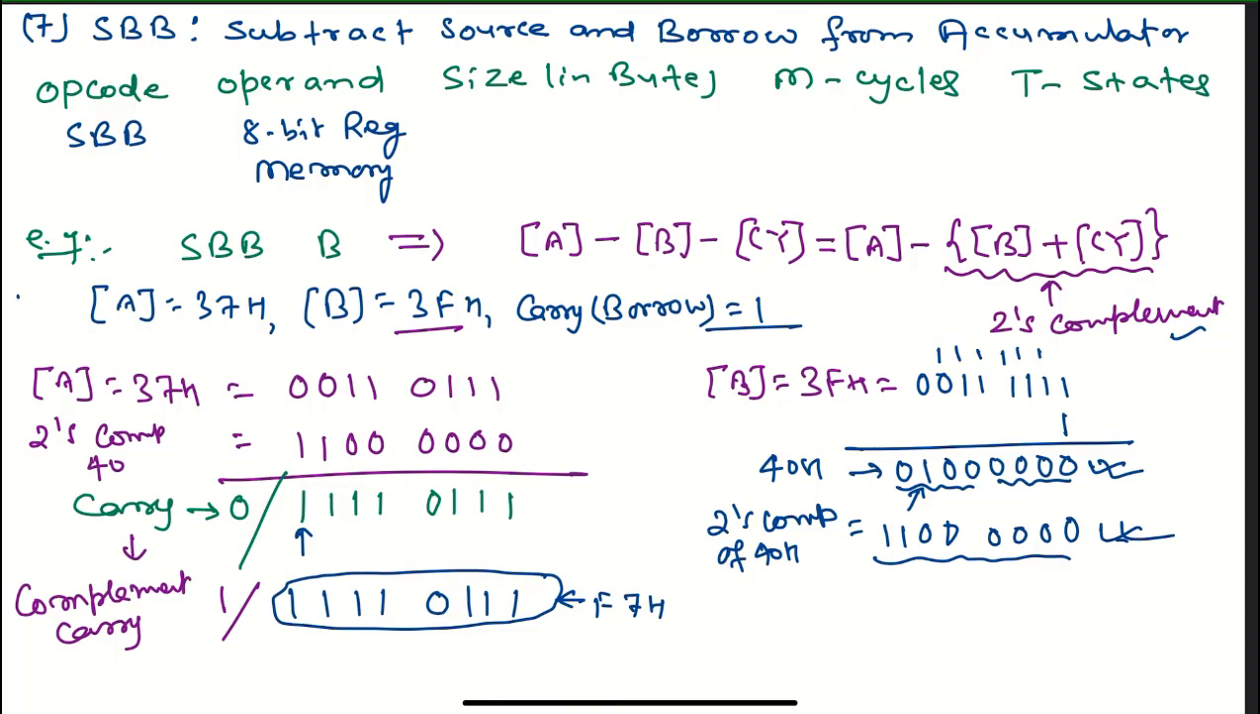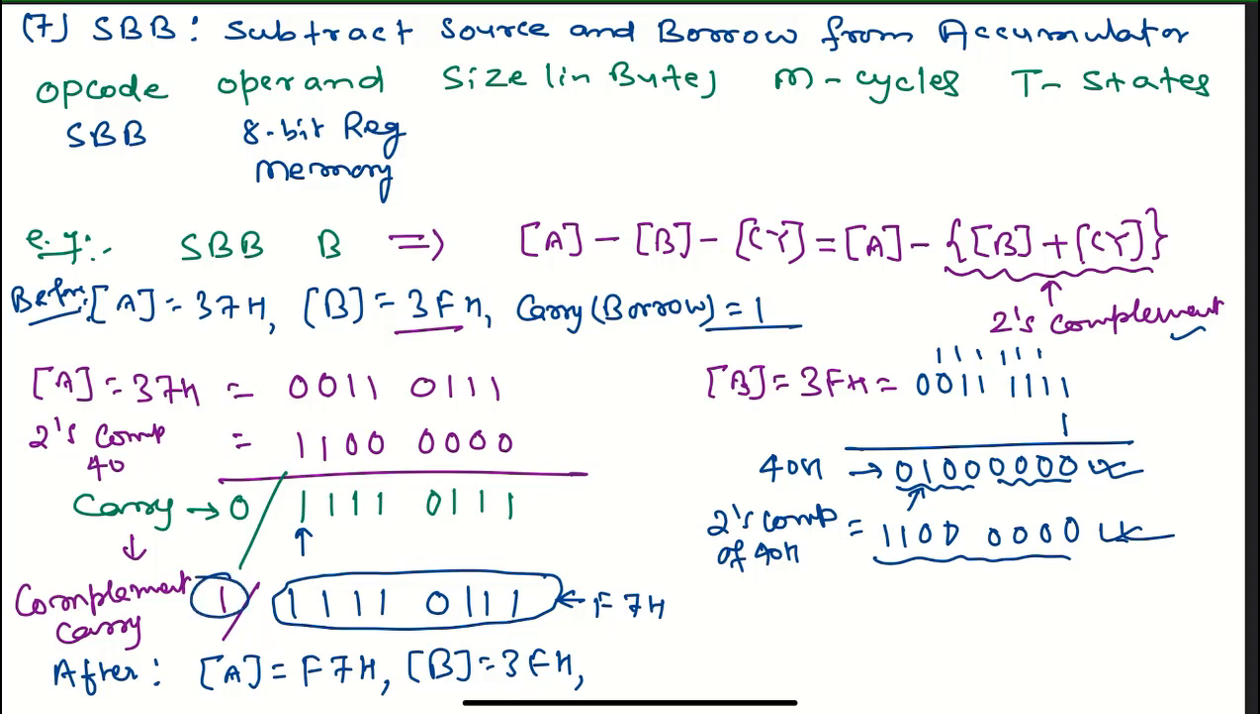So this is the data before. Now we'll see that after execution of this instruction, the accumulator content will become F7H. Then the B register content will remain the same. There is no change in the operand register content, so this will be 3FH itself. And for the carry status, earlier we had taken 1. So at this stage also, as per the result, this carry should be 1.